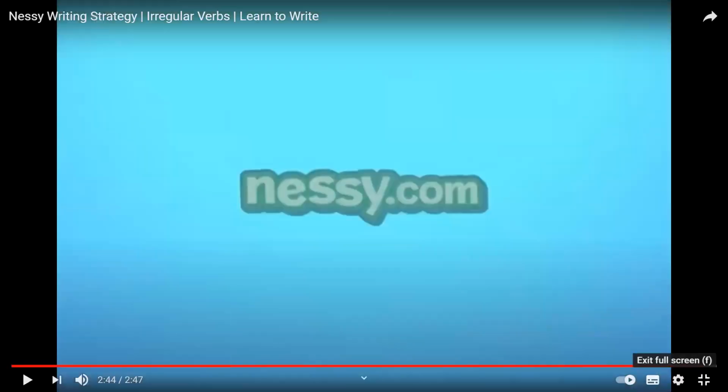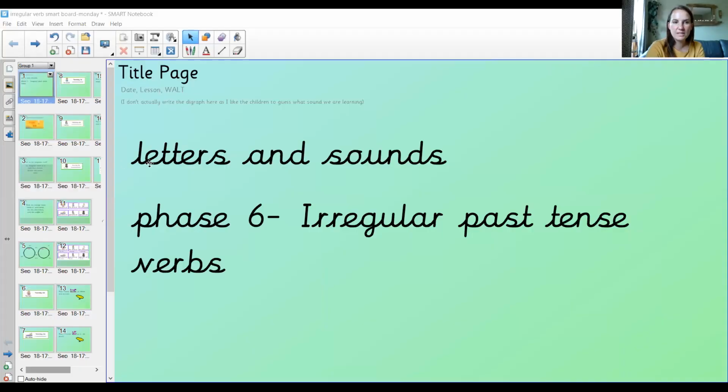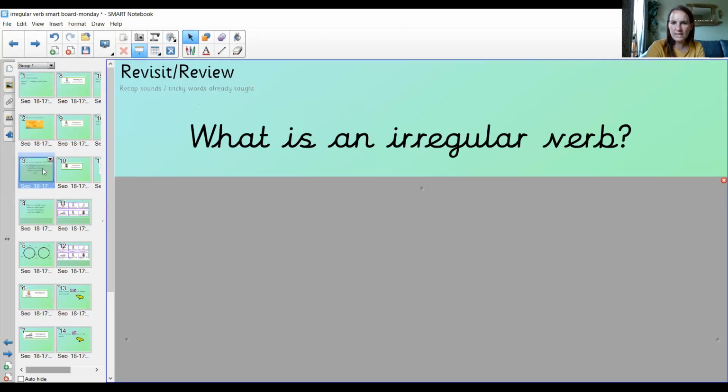Okay, so that was Irregular Sue, and she was teaching us about irregular past tense verbs. So she says, I change words that do. Now, obviously, that's quite interesting. That's because words that do are verbs, aren't they? So what is an irregular verb?